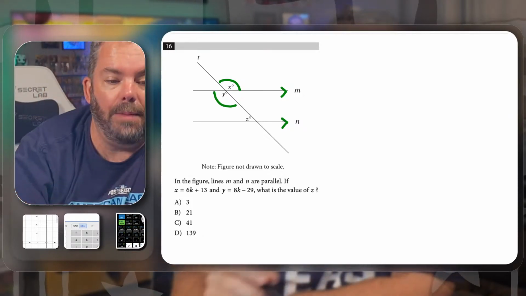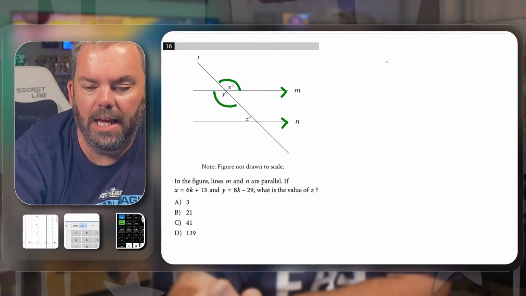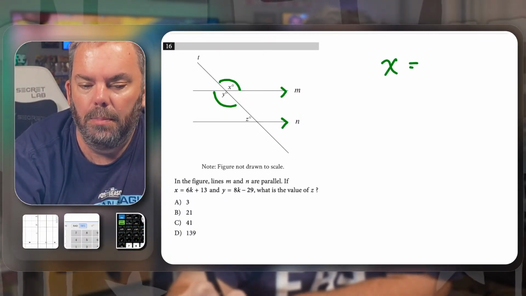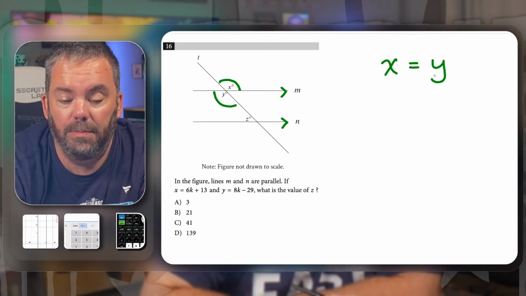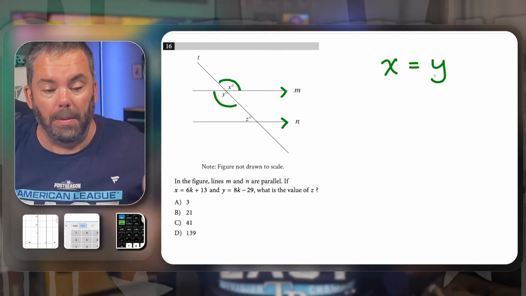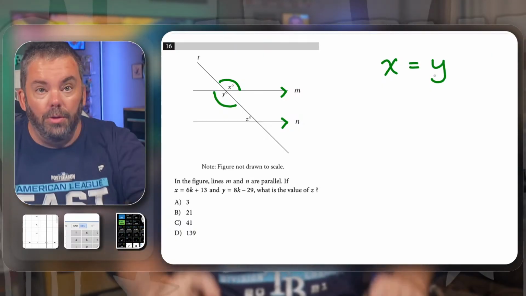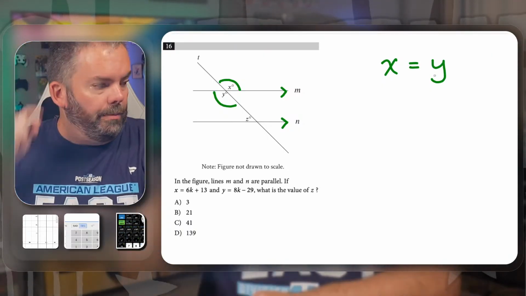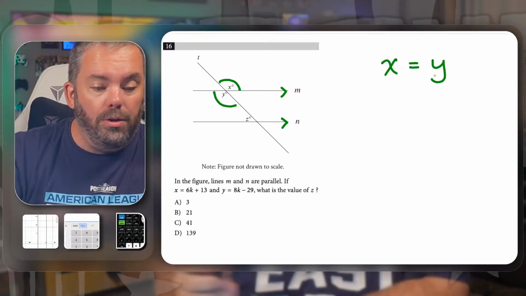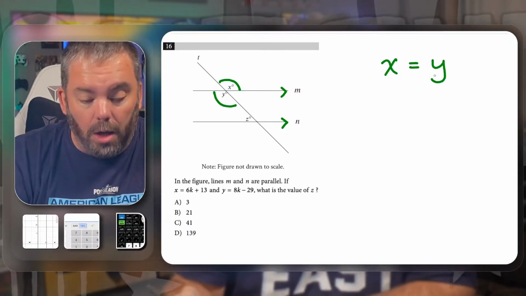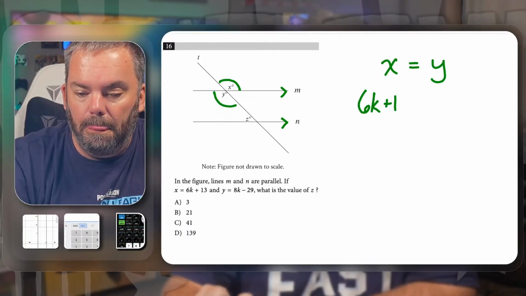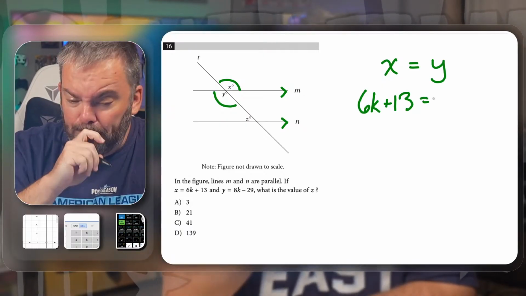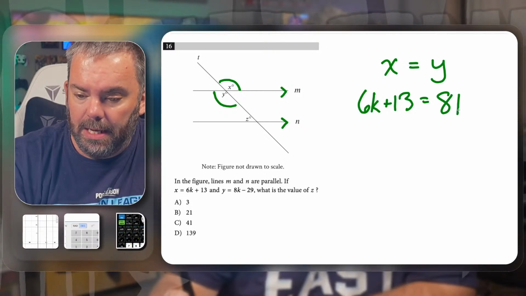The first step that we have to realize is they're telling us about angle x and angle y because we know that x and y are the same. X and y must be congruent. Officially, those are vertical angles, but the SAT doesn't care about vertical angles. If x and y are the same, that gives us an automatic equation, because x was 6k plus 13 and y is 8k minus 29.